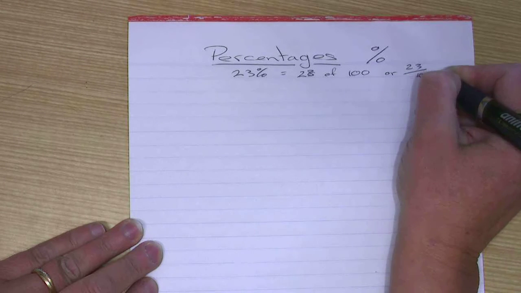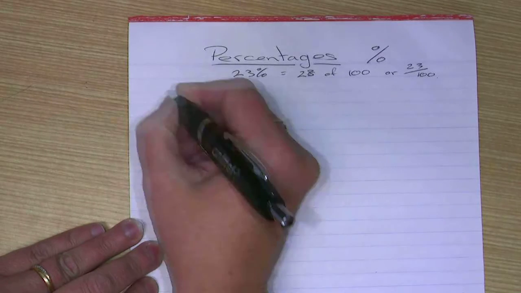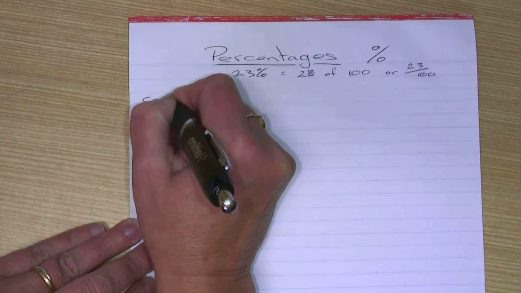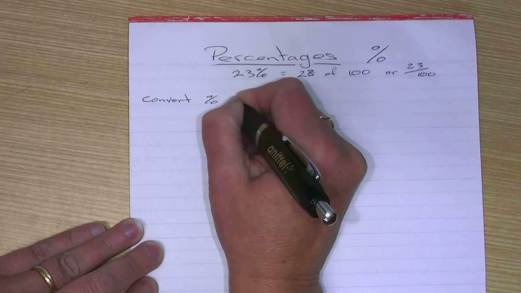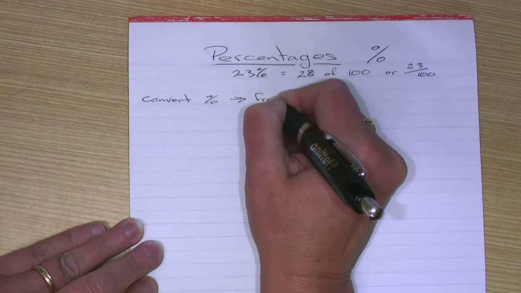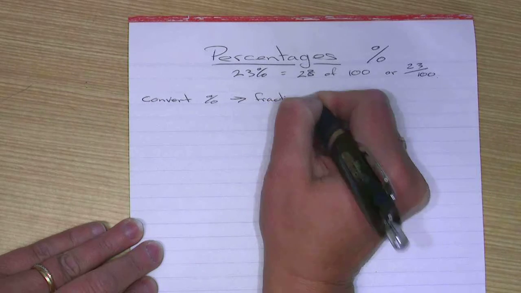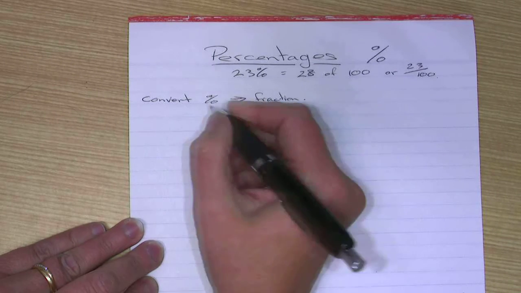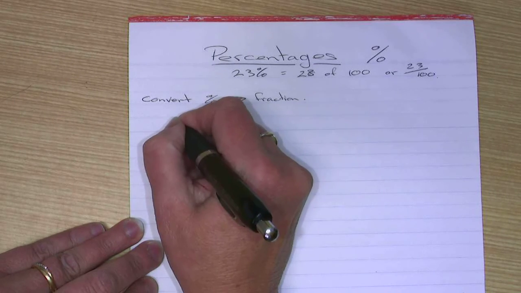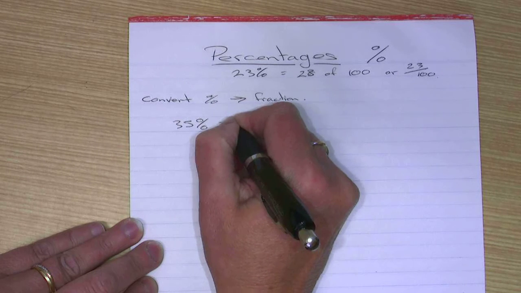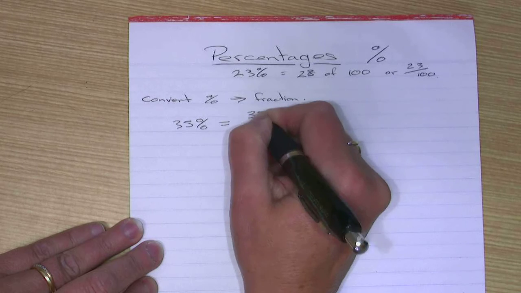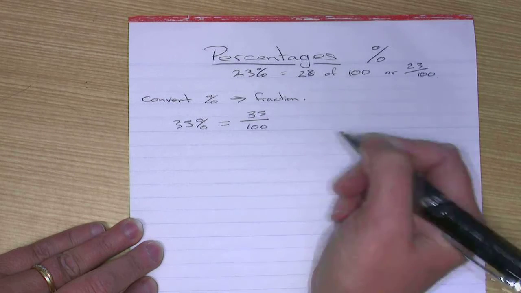So that's our first step, to convert a percentage to a fraction. So if I have 35%, to change that to a fraction, that's equal to 35 out of 100. Once you've got to this step, you just simplify it.